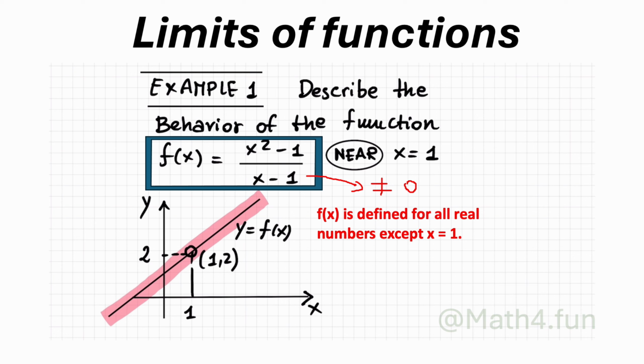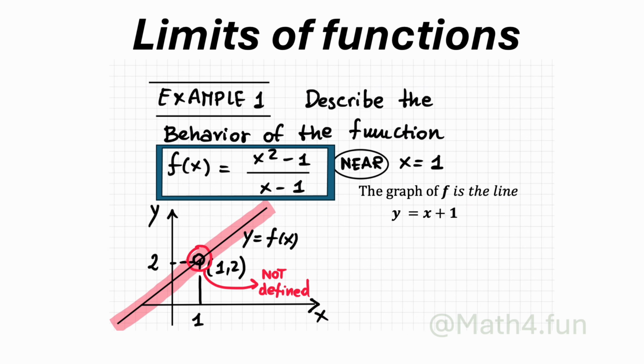So close to 1, what can happen? This is the question. This is the concept of limit. Close to, near to x equal to 1 in this case. The graph of this function is a line, as we can see, with one point removed. This point is (1, 2). It is not defined because it doesn't exist.